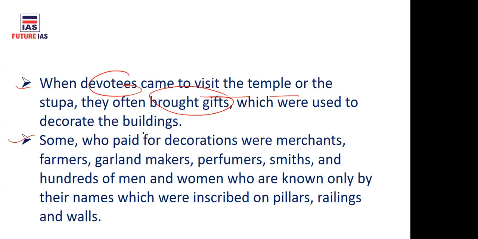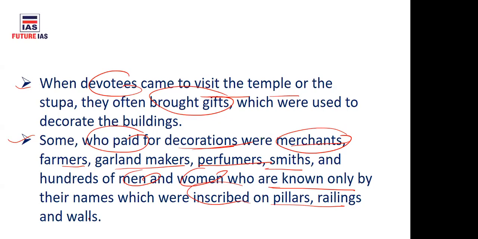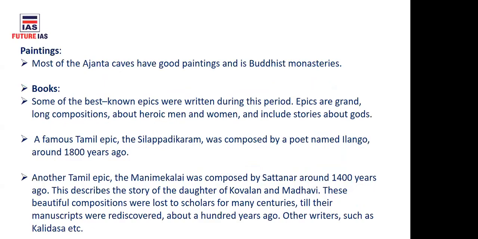Now someone who paid for the decorations were the merchants. Even today many temples have been generously gifted by merchants, right? The farmers, garland makers, perfumers, smiths, hundreds of men and women who were known only by their names were inscribed on the pillars, railings, and the walls. So such stupas, such temples were made out of the contribution of such merchants, right? And their names have been inscribed on the pillars, railings, and walls of such stupas and temples. All right. So this is what you must understand.